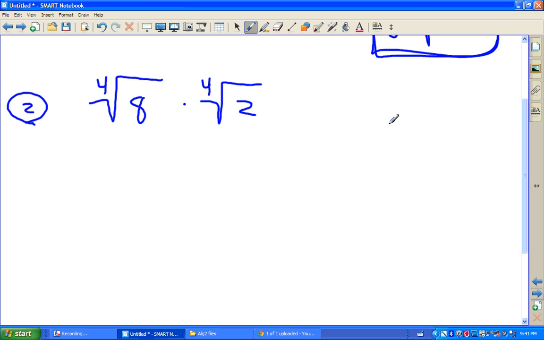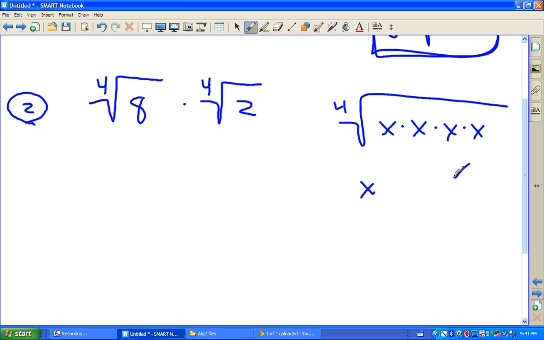So I'm looking for something under there that would be multiplied 4 times, and then I could pull it out and leave behind something else. The fourth root of x to the fourth would be just x. Right? This is x to the fourth. It's x multiplied by itself 4 times. So what I'm looking for over here is something that might have 4 2's in it, 4 3's in it, 4 x's in it, whatever.